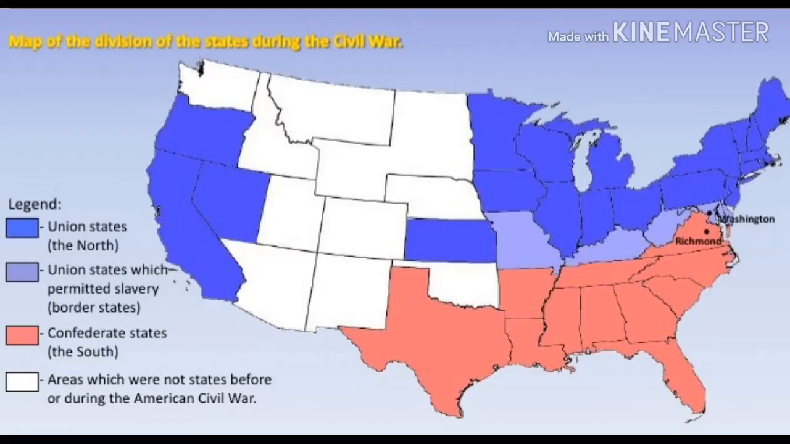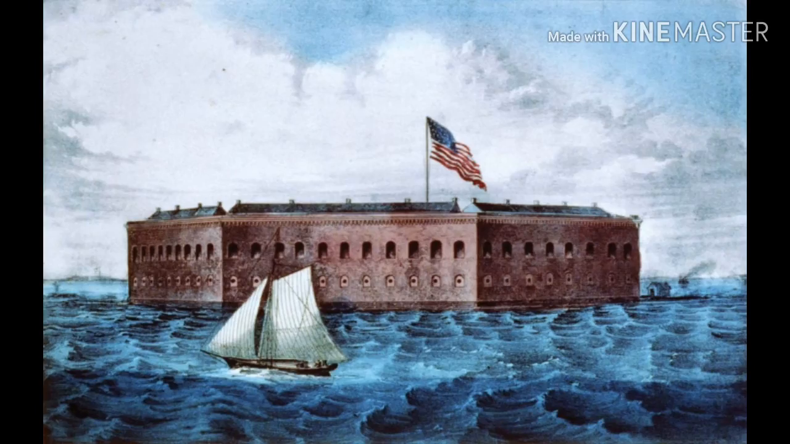crops and so on. On April 12, Confederate guns opened fire on Fort Sumter, a fortress in the harbor of Charleston, South Carolina, that was occupied by United States troops. These shots marked the beginning of the American Civil War.